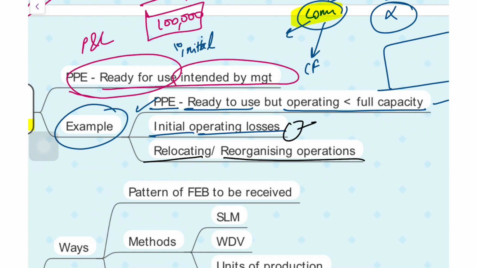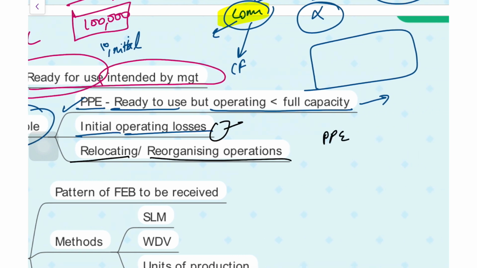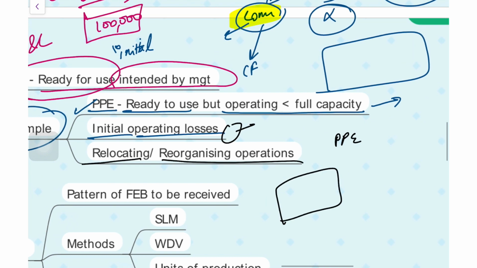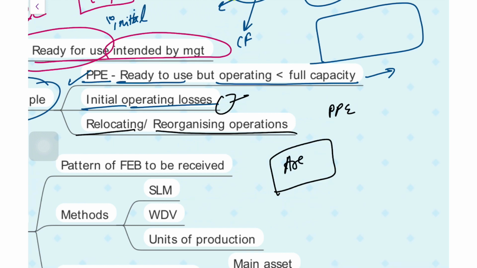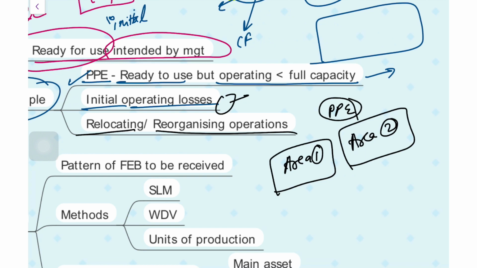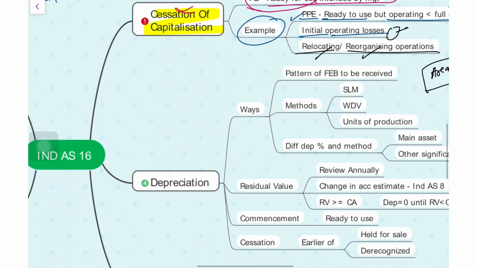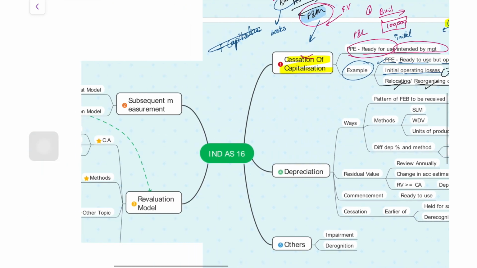And the final one is relocating or reorganizing operations. So here the PPE is ready to use. But what happened is that first we planned that we would have our plant at area 1. But in this area 1 now, due to some problems, you are shifting your PPE to area 2. The PPE was ready to use when it was in area 1 itself. But now since you have to shift to area 2, you might not be able to use the PPE for some more period of time. So for that period, whatever cost you are incurring, can you capitalize it? The answer is no. For relocating and reorganizing operations, if there is some time taken, even if the PPE has been ready to use, you have to stop capitalizing. You cannot wait till you relocate and reorganize your operations. Okay, if it is ready for use, cease the capitalization. Okay, I hope you understood this.